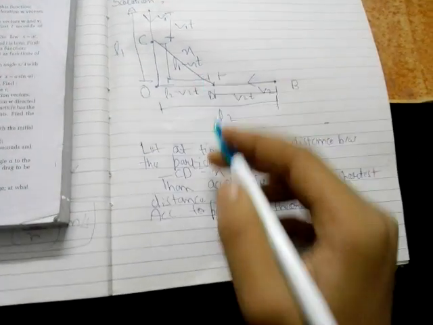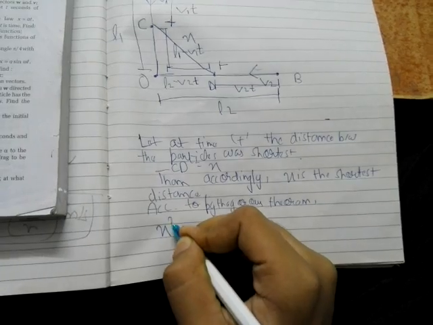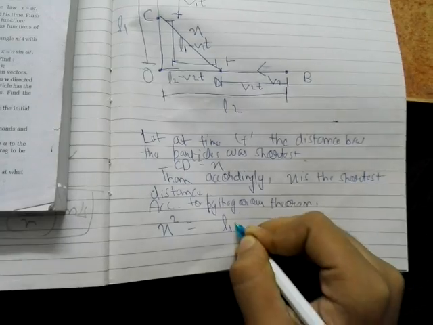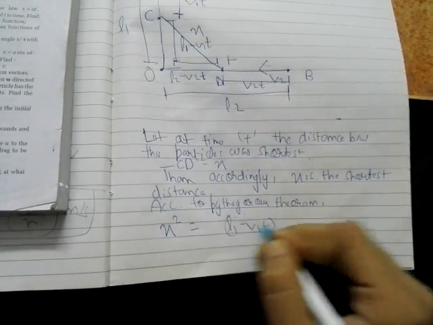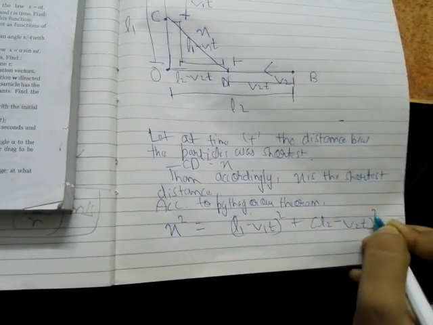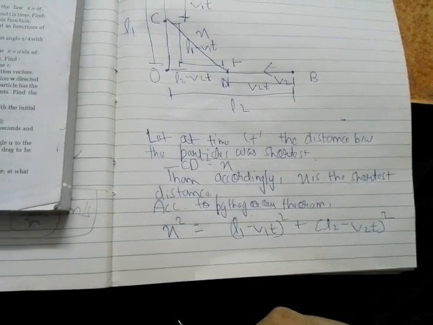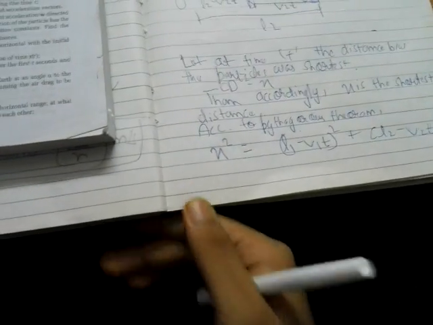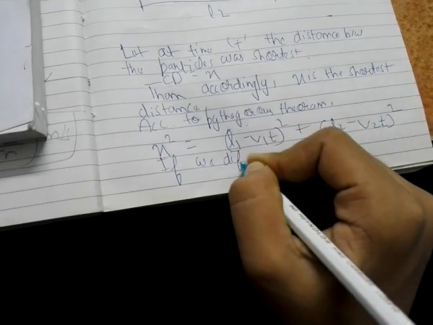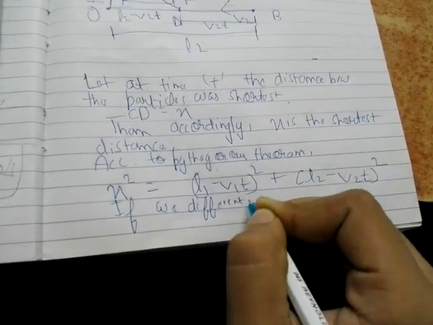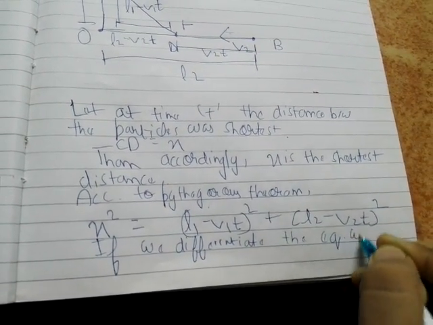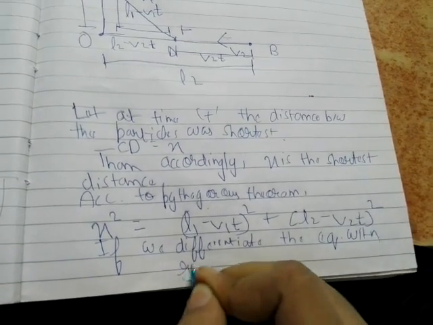So let's focus on the question. Our x square will be equal to this distance square, that is (L1 minus v1t) whole square plus (L2 minus v2t) whole square. I think it is clear to you. Now we differentiate the equation with respect to time.